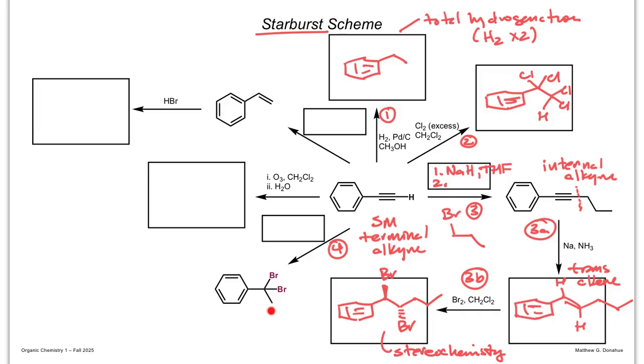Notice that we're taking the terminal alkyne. We've added 2 equivalents of HBr, so this is a hydrohalogenation. That follows Markovnikov's rule.